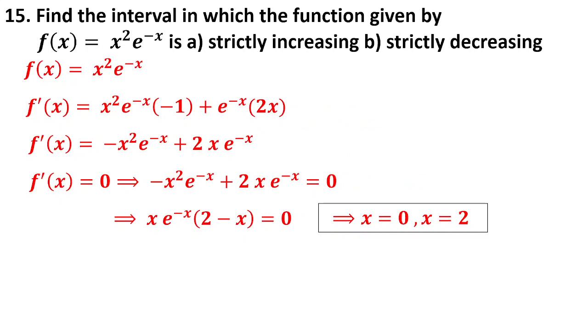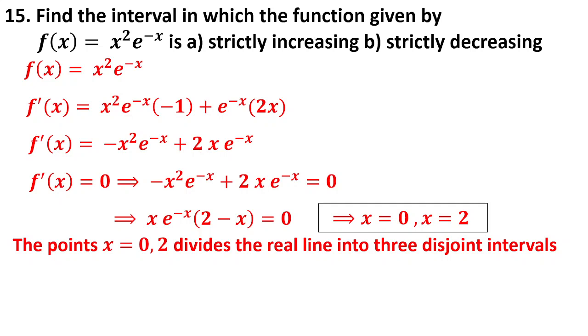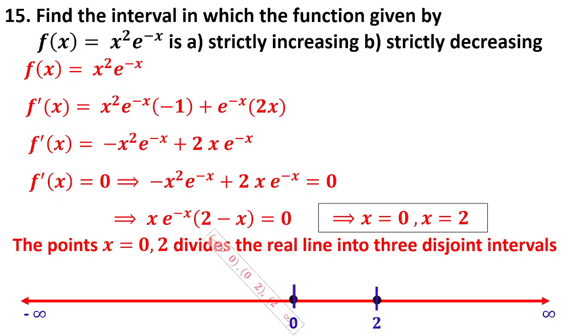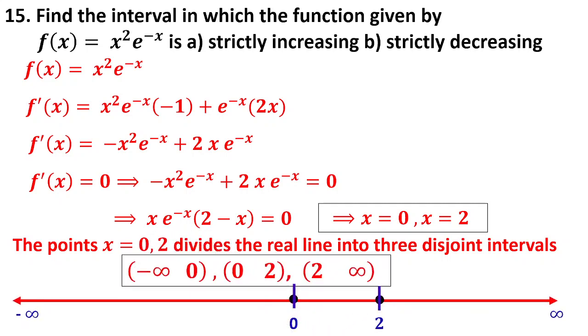Therefore, x is equal to 2. Therefore, these are the critical points. Now, the points 0 and 2 divide the real line into three disjoint intervals. How do they divide? Like this they divide: minus infinity to 0, 0 to 2, and 2 to infinity, all open intervals.